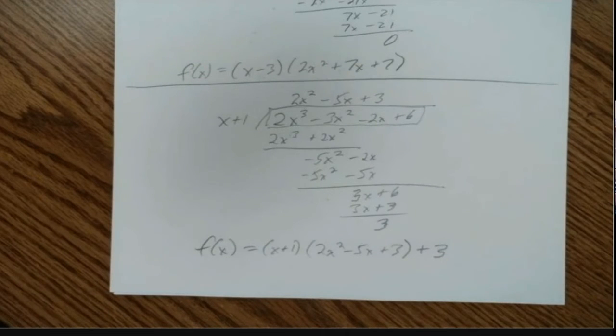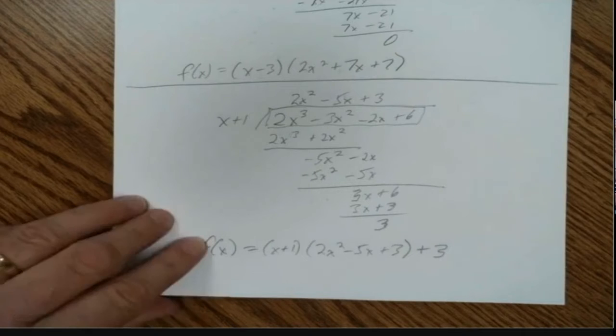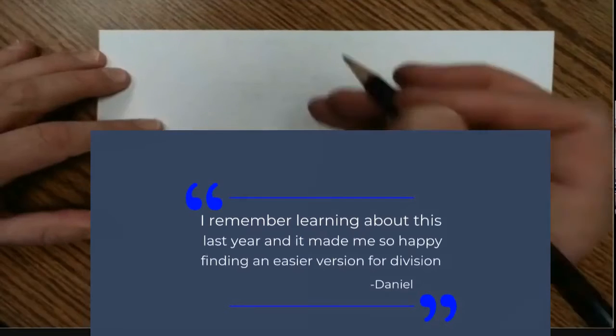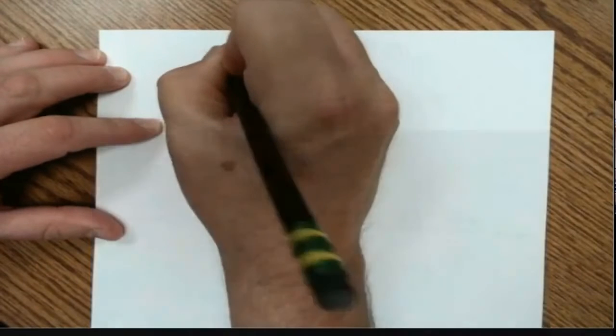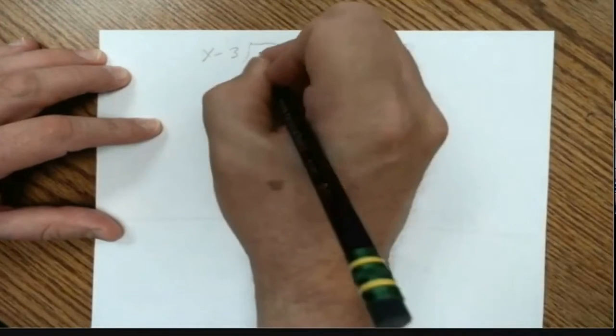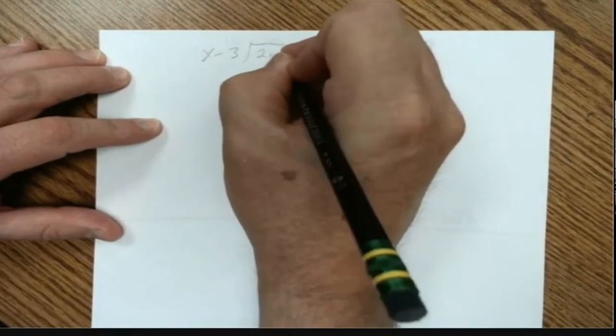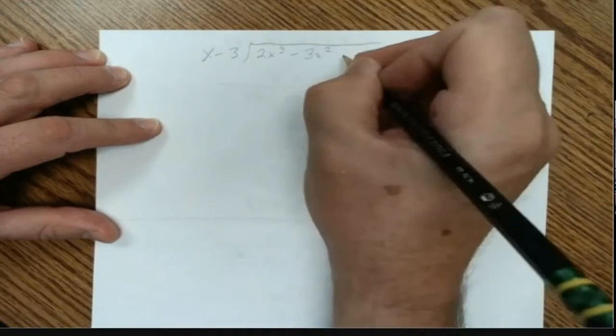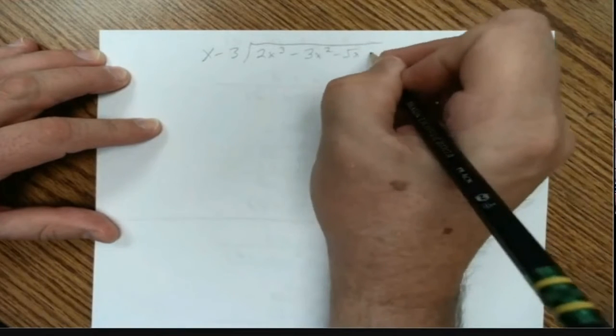All right, well, let me show you something else that you might like. We're going to look at synthetic division. If you haven't seen this before, let's say that I want to take x minus 3, and I'm going to divide it into 2x to the third minus 3x squared minus 5x minus 12.